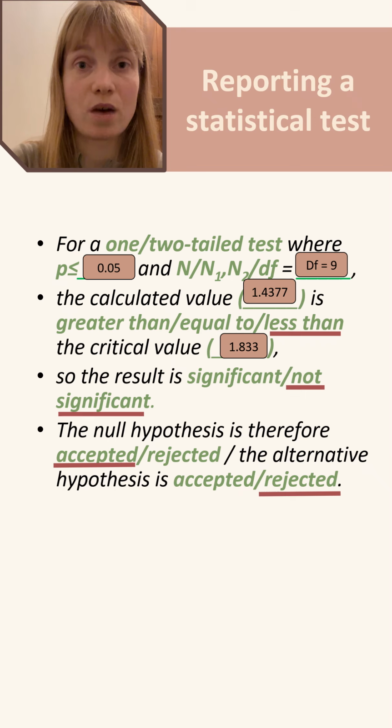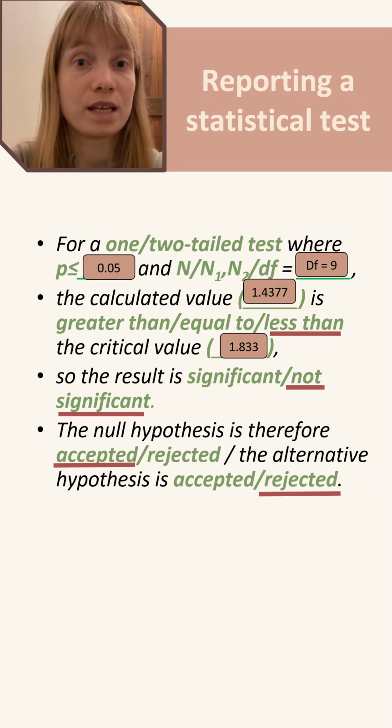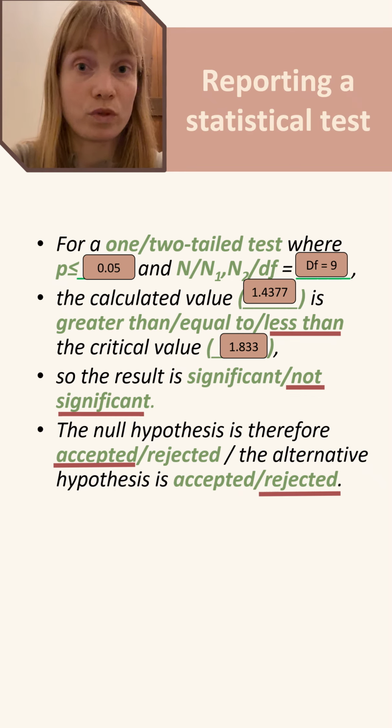So let's use our example to see what this looks like in practice. For a one-tailed test, where p equals to or smaller than 0.05 and the degrees of freedom is 9, the calculated value, 1.4377, is less than the critical value, 1.833. So the result is not significant.